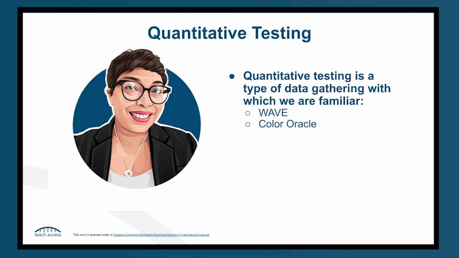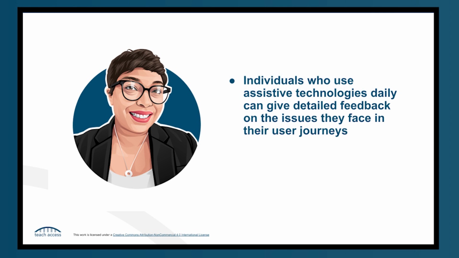Quantitative data can also come in the form of surveys or questionnaires. For example, we can ask users to rank on a Likert scale how navigable the content was for them. Accessibility testing is accomplished by reviewing website code and matching it to web content accessibility guidelines, but you can gather data from the experiences of the people themselves. Individuals who use assistive technologies daily can give detailed feedback on the issues they face in their user journeys.